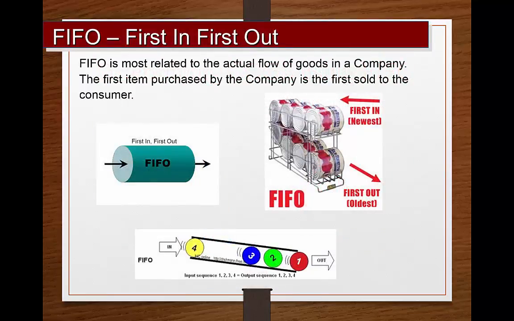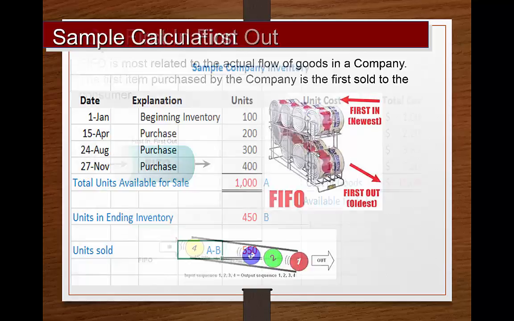If you recall from our previous lessons, the FIFO method stands for first in, first out. FIFO is the most closely related to what's actually happening with the flow of goods within the company. The first item purchased by the company is the first item sold to the consumer. As you can see from this diagram, which shows it nicely, the first one purchased by the company is actually the first one sold. So this was one of the earlier items purchased, and it's the first item sold.